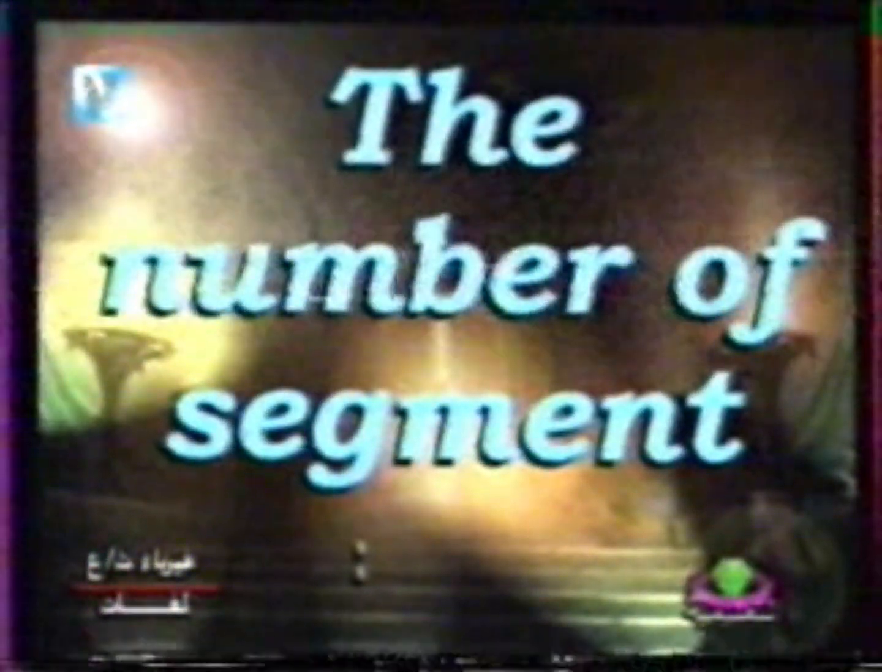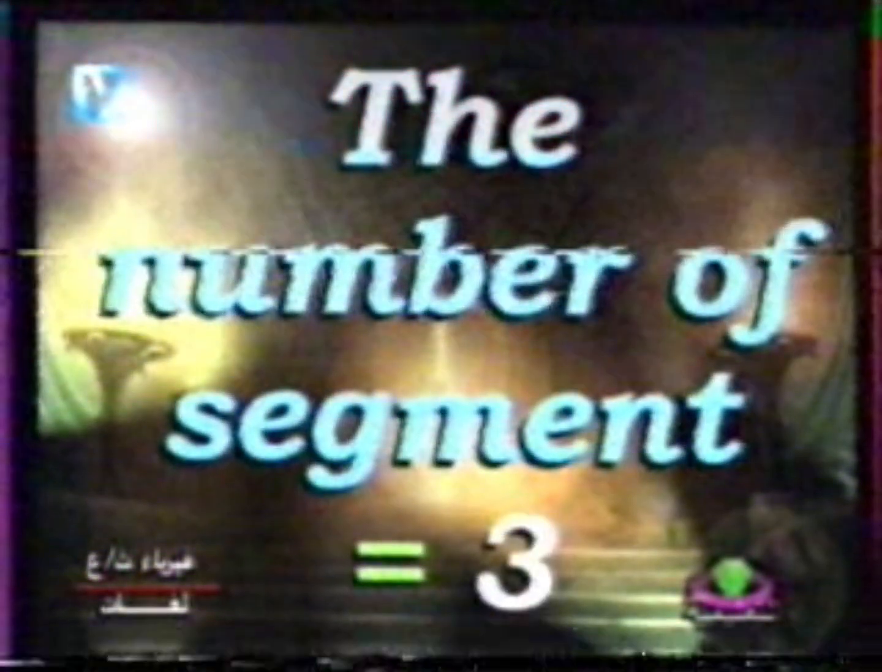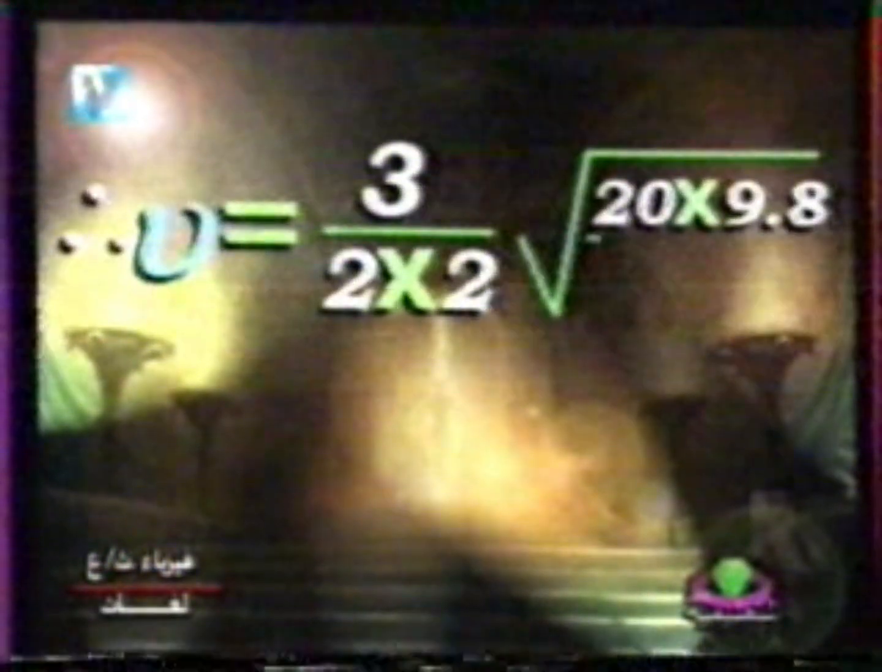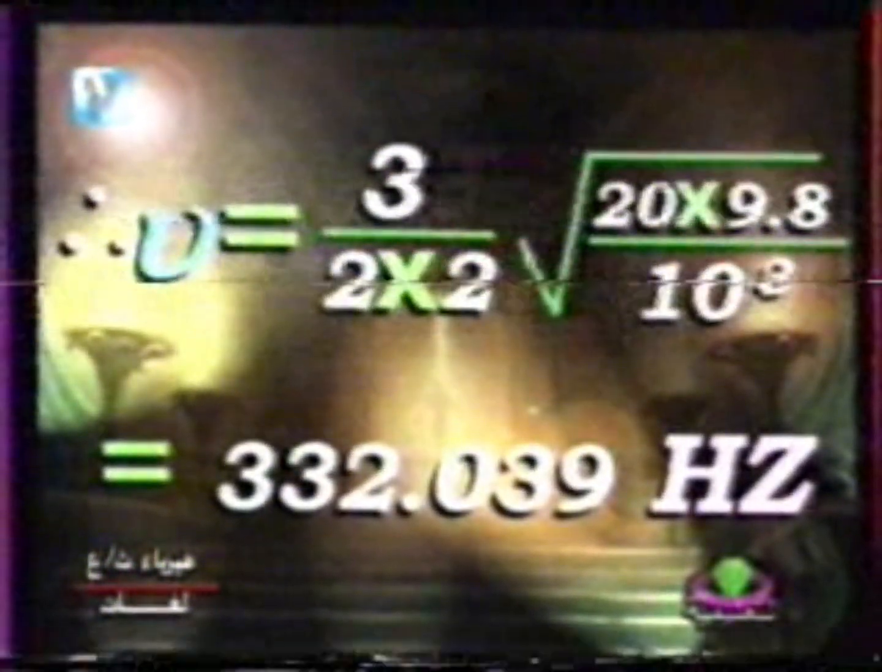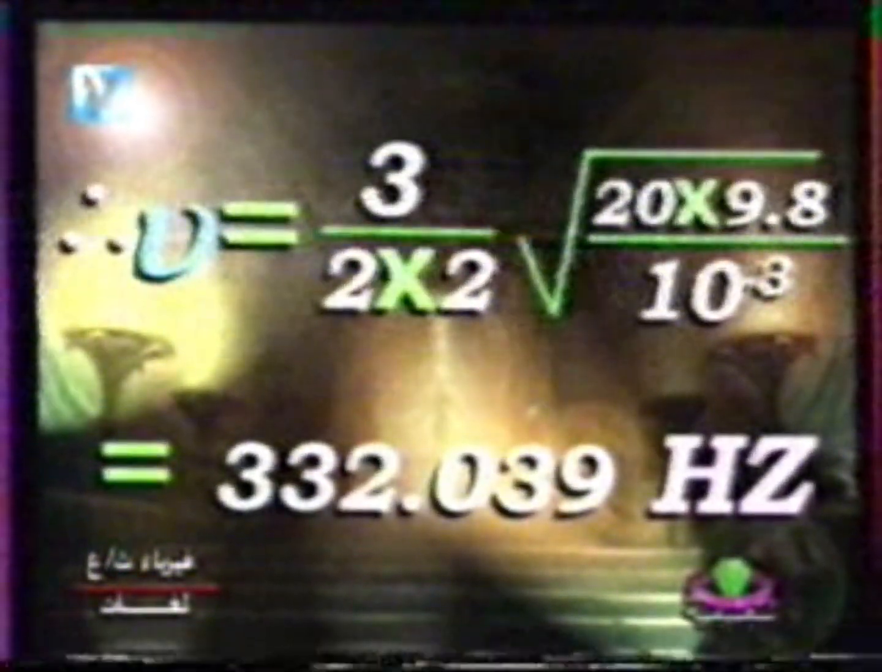Second, to get the frequency of the second overtone, that's to say, the number of segments here, how many? Good, 3. Therefore, we substitute in the relation nu equals 3 over 2 times 2 root 20 times 9.8 over 10 to the power negative 3. We get 332.039 Hertz.